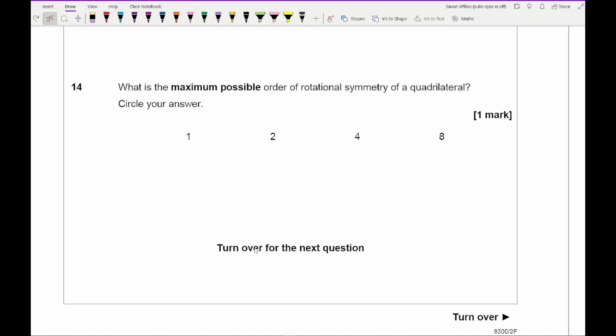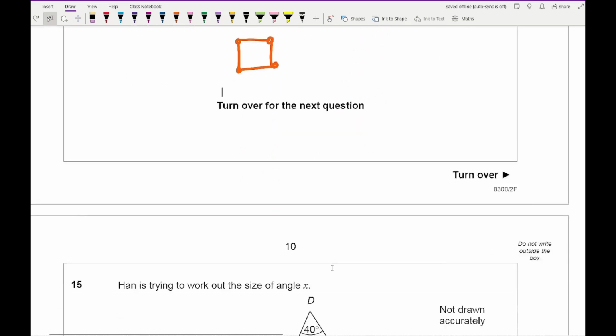Circle your answer. Well, the one that it can be is going to be answer 4. And again, if I just draw a square, it's got rotational symmetry of 1, 2, 3, 4. And again, a rhombus may have the same thing as well.